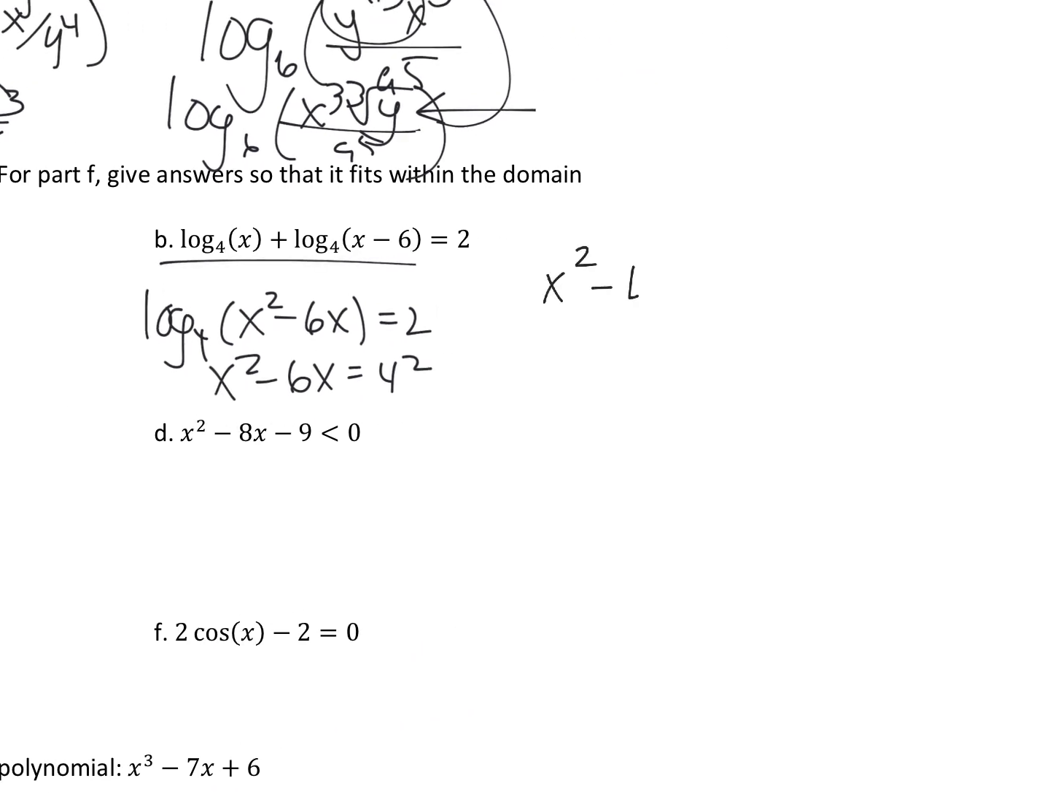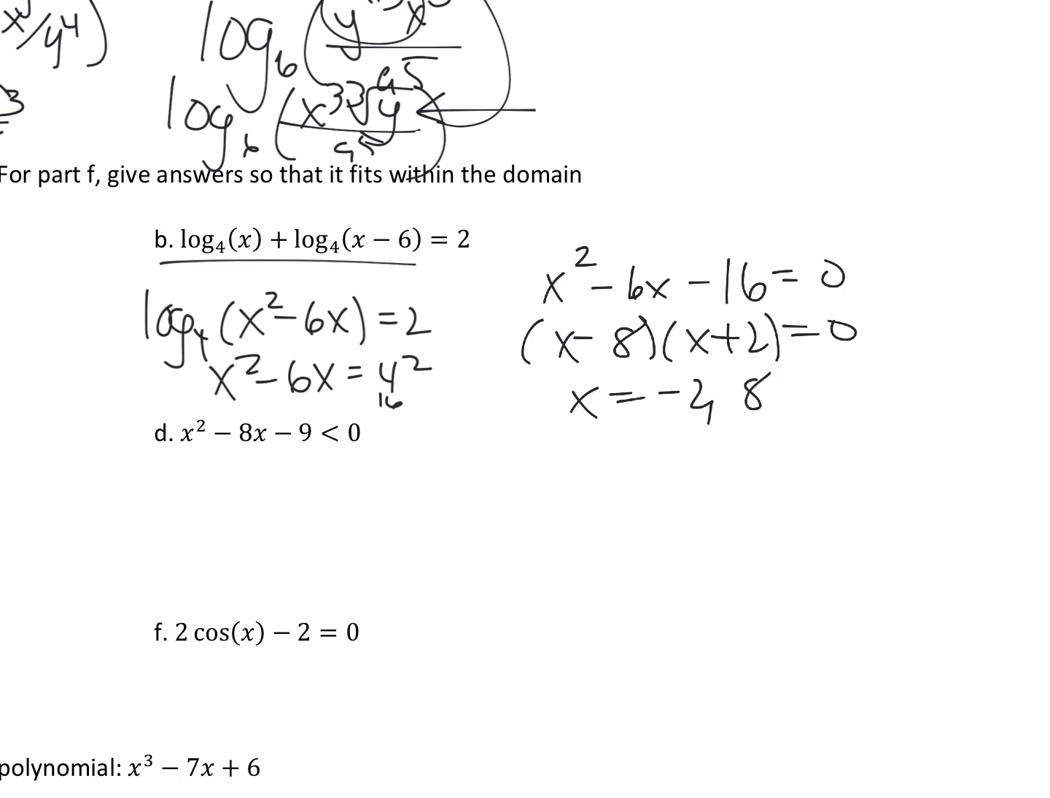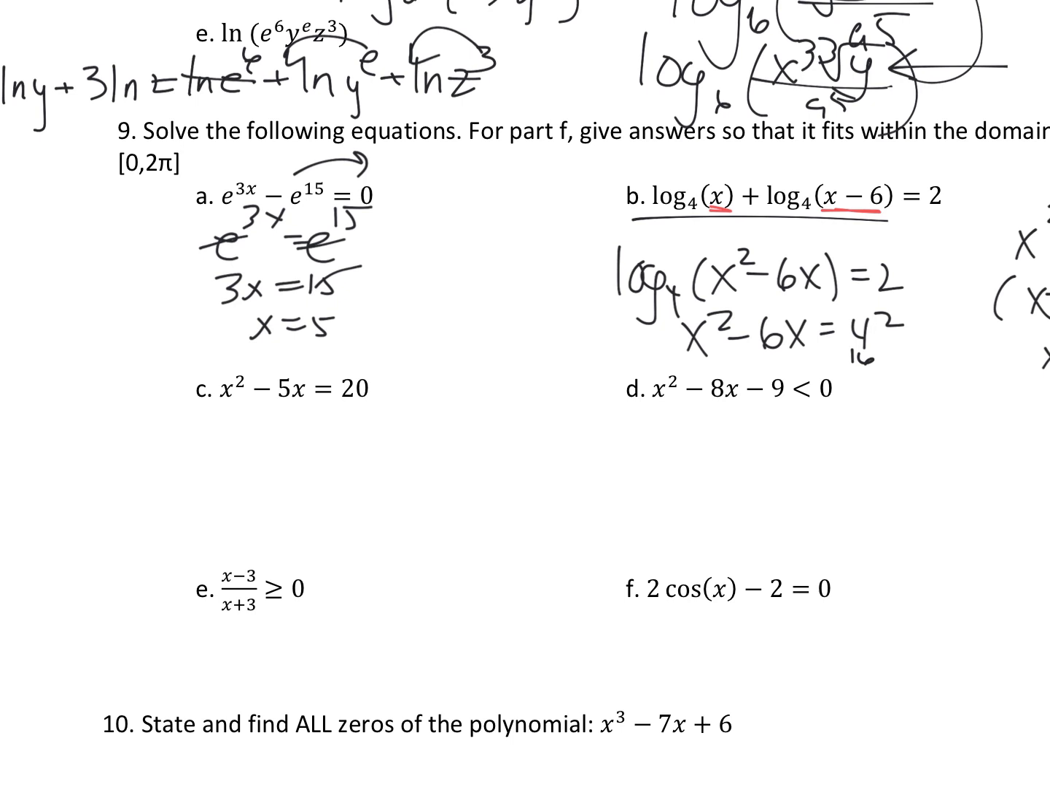So I get x squared minus 6x. That's 16, but if I subtract and factor, I get 2 solutions. Now, what's important to remember is that you cannot have a negative exponent or a negative value in a log. So negative 2 is actually not viable. So 8 is my only possible solution.